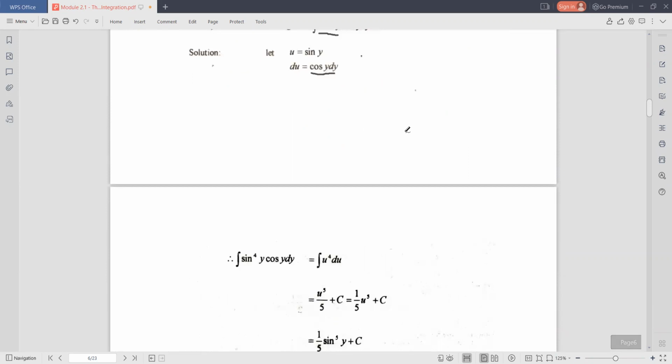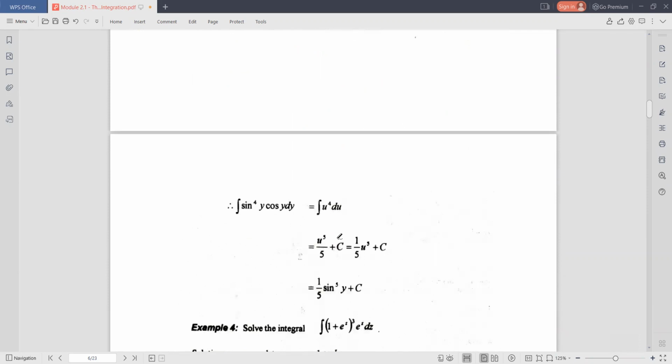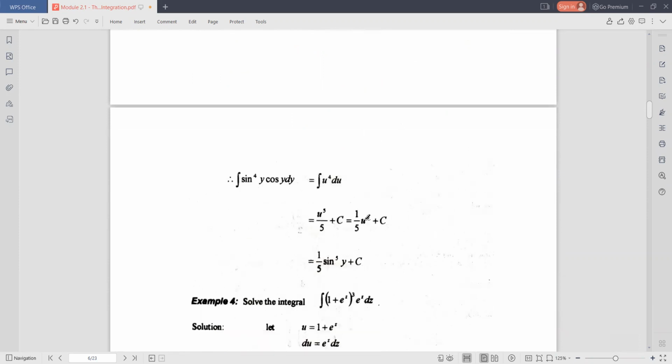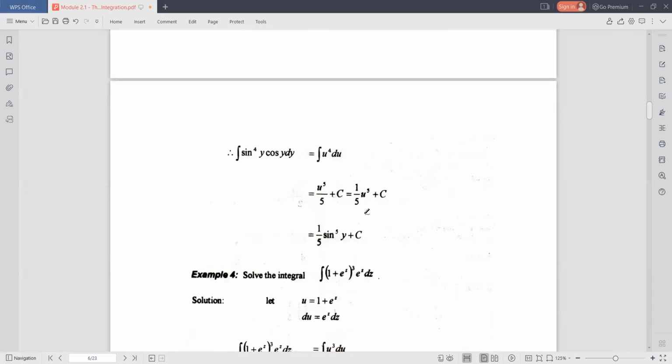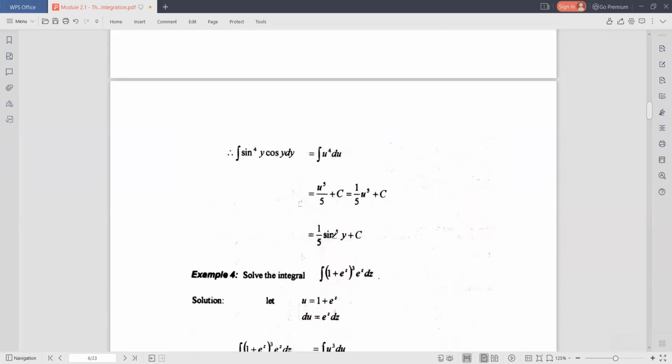So the same process lang kagaya kanina. So we integrate the u to the 4 du, that is u raised to 5 over 5 plus c, or that is equal to 1/5 u raised to 5 plus c. And then, balik natin. Okay, so ano ba yung u? Okay, so your u here is sine y. Okay, so therefore that is 1/5 sine raised to 5, diba? Nandito pa rin yung exponent na 5. So sine to the 5 y plus c. So ito na yung general solution mo.